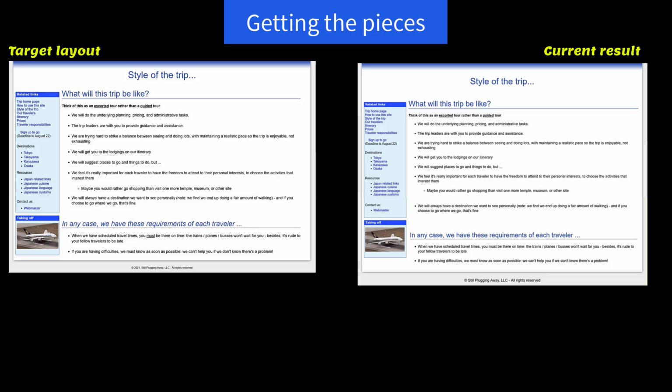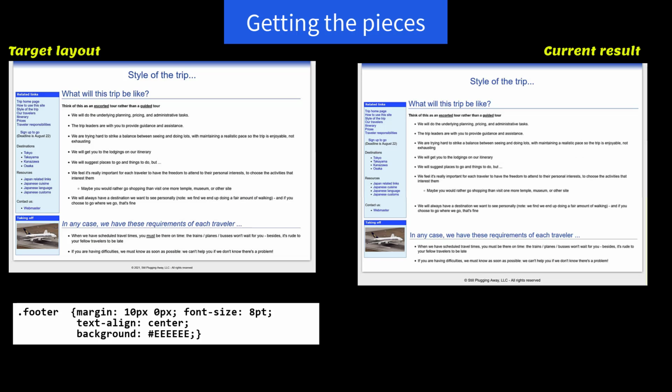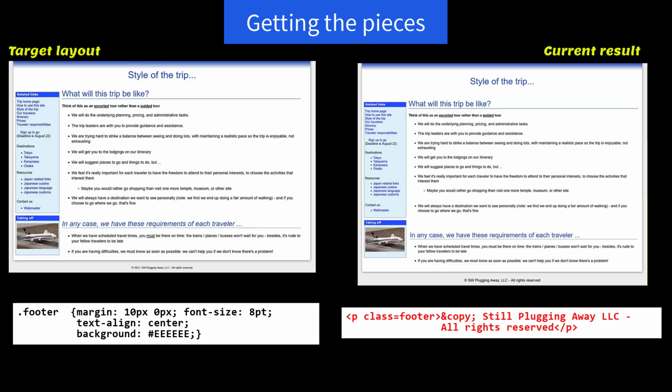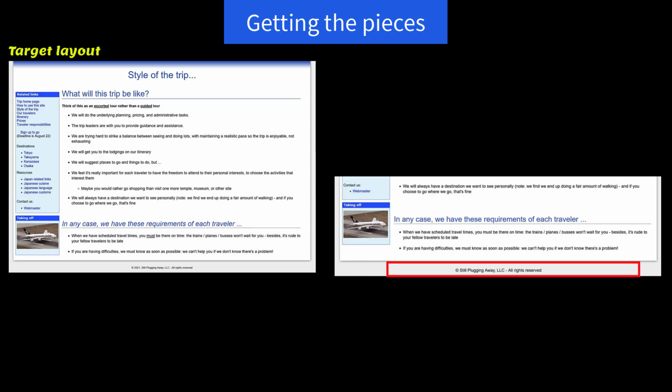Oops, forgot about the copyright paragraph. Now usually these are set in smaller fonts and centered, so I'll choose .footer, margin 10 pixels, 0 pixels, font size 8 point, text align center, and background #EEEEEE. And adding this class to the last paragraph, so P class equals footer, &copy; Still Plugging Away LLC, all rights reserved, gives us this at the bottom of the page.